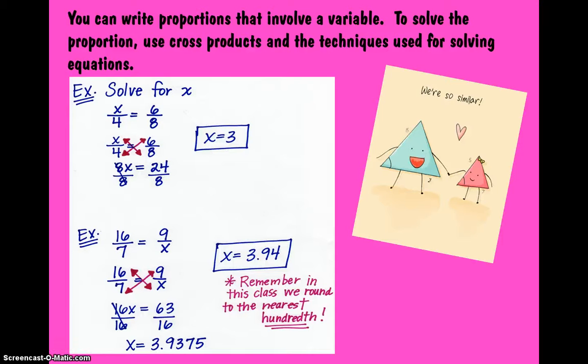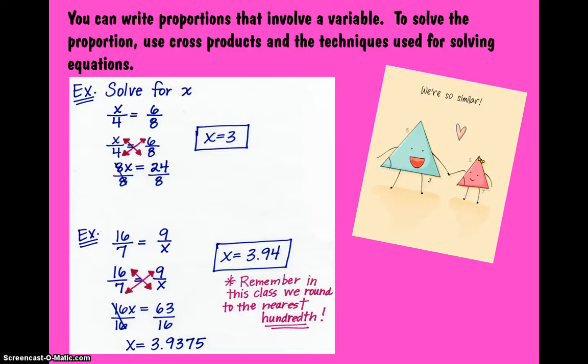Let's look at the next example. 16 over 7 is equal to 9 over x. Notice I put the variable in a different location, which is permissible, it can be anywhere. We're going to still use cross products to solve. So we're going to multiply 16 times x is 16x, 7 times 9 is 63.